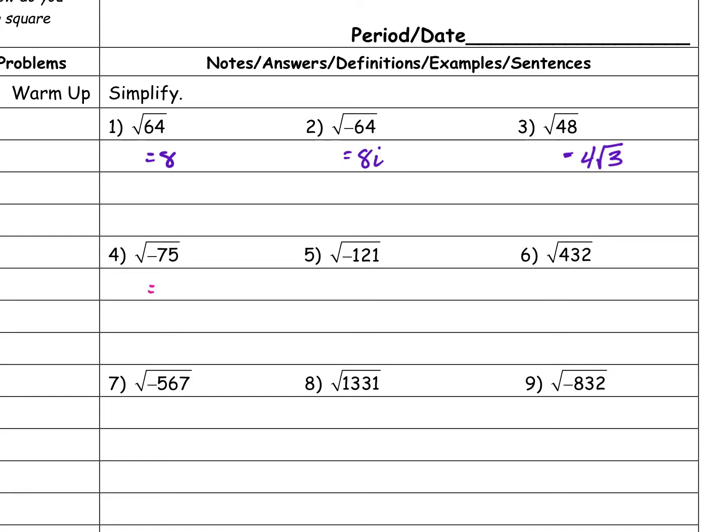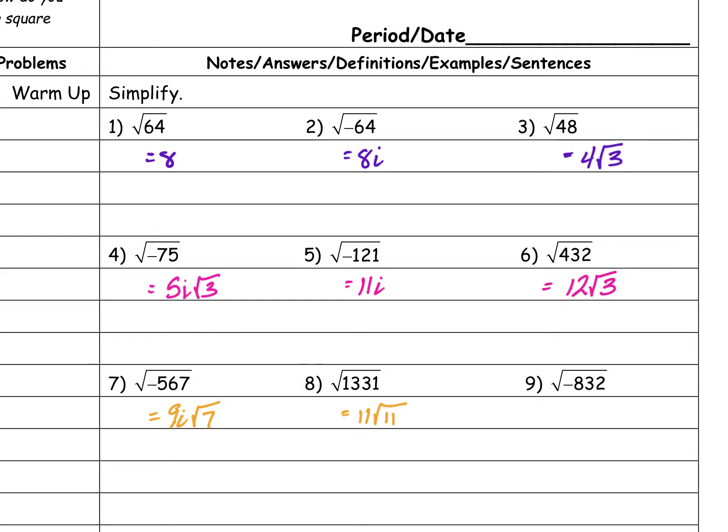Number 4 is 5i square root of 3. Number 5 is 11i. Number 6 is 12 square root of 3. Number 7 is 9i square root of 7. Number 8 is 11 square root of 11.